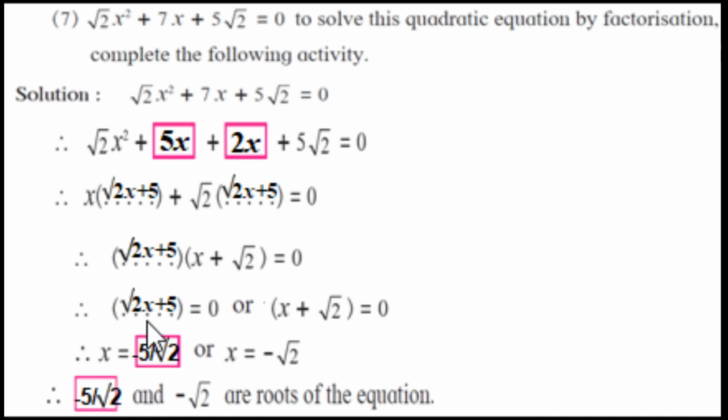Therefore root 2 x plus 5 is equal to 0 or x plus root 2 is equal to 0. Therefore x is equal to minus 5 upon root 2 or x is equal to minus root 2. So these are the roots of this equation.